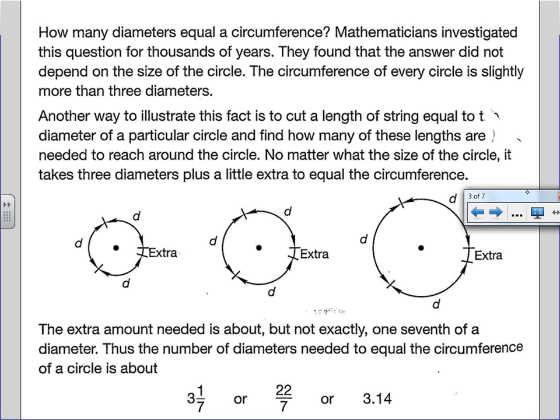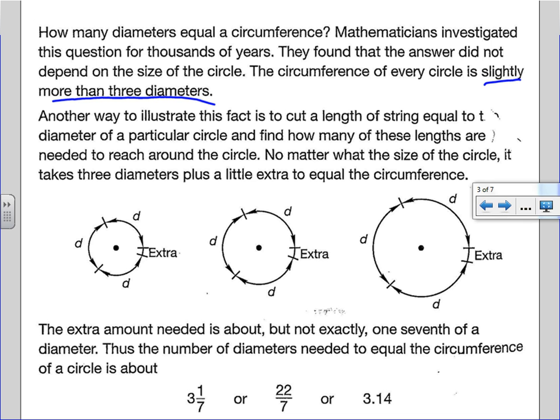Okay. What we're talking about here is how many diameters equal a circumference. Mathematicians investigated this question for thousands of years. They found that the answer did not depend on the size of the circle. The circumference of every circle is slightly more than 3 diameters. Another way to illustrate this fact is to cut a length of string equal to the diameter of a particular circle and find how many of these lengths are needed to reach around the circle. No matter what size of the circle, it takes 3 diameters plus a little extra to equal the circumference.